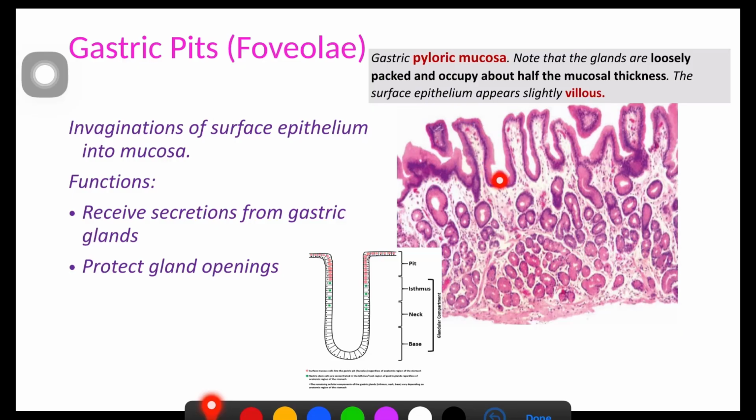Now this gastric pit or fovea is lined by surface epithelium, and it receives secretion from gastric glands and protects the glands' opening. So this is the section from the pyloric mucosa, and here are loosely placed glands, and you can see half of the mucosal thickness is covered by these glands, right? And this is the gastric foveola, and this is the pyloric gland. So this is the section from the pylorus.